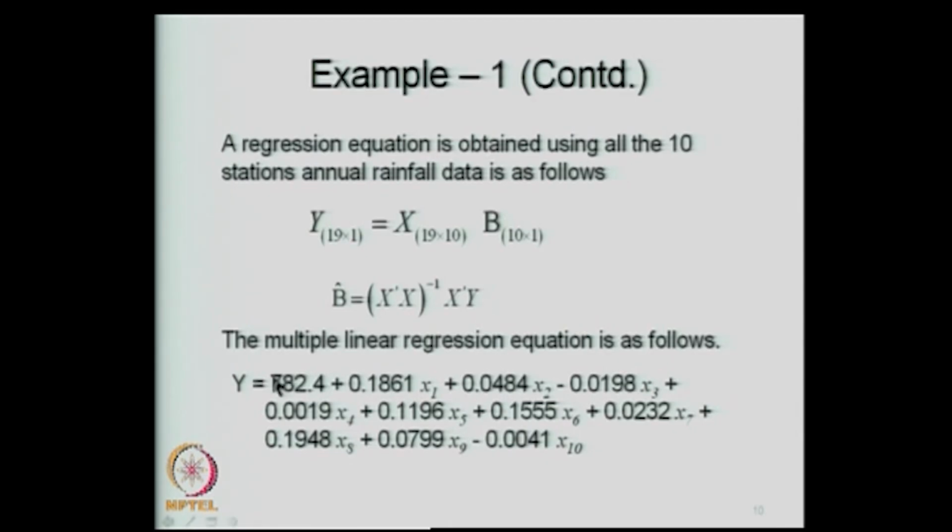Now, this is what we obtain when we regress the dependent variable on the independent variables as they are observed without doing any principal component analysis. As you can see here, all the 10 variables have been used and there are 10 regression coefficients here.